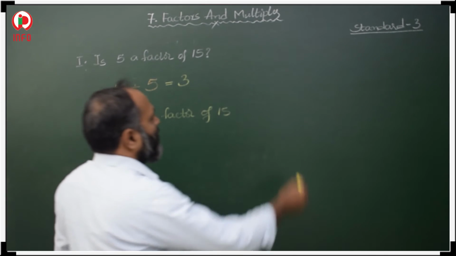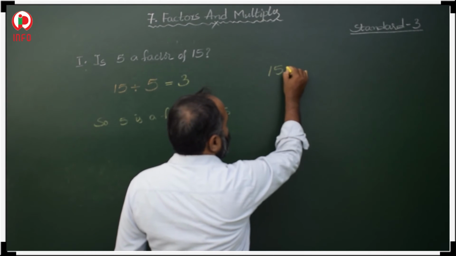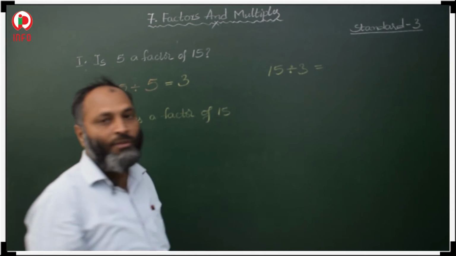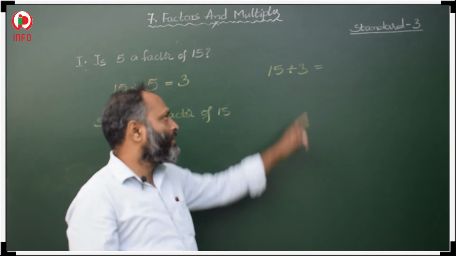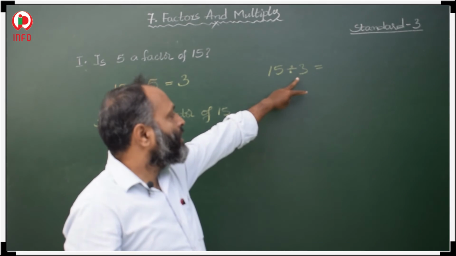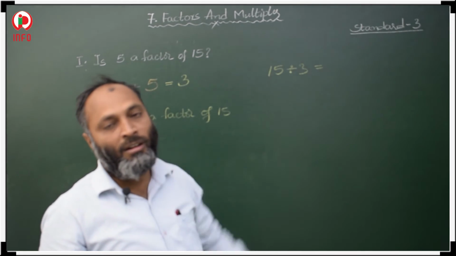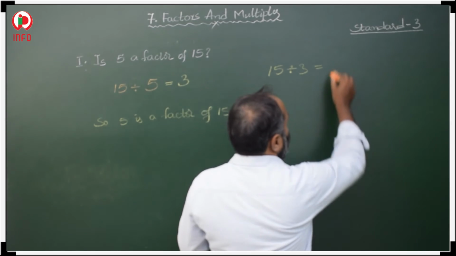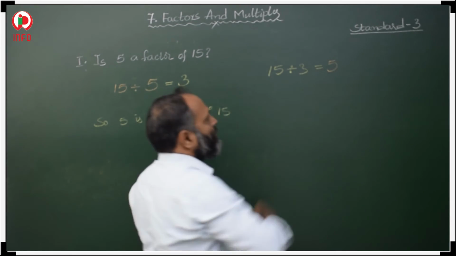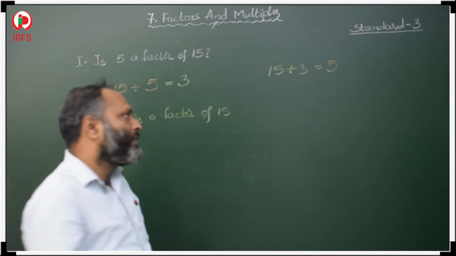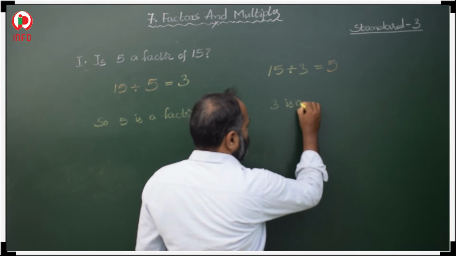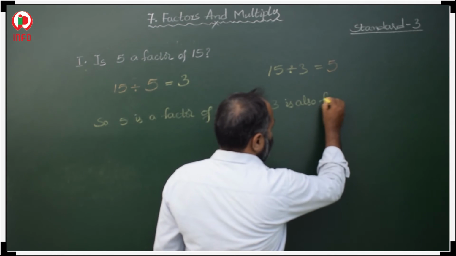So, if I take 15 divided by 3, is 3 a factor of 15? Read the 3 table. Are we getting this 15 in the 3 table or not? Once you check, 3 5s are 15. In the 3 table also you are getting 15, it means 3 is also a factor of 15.